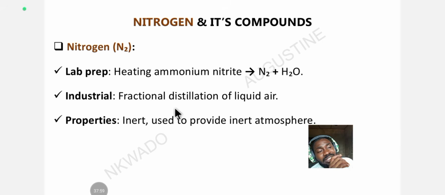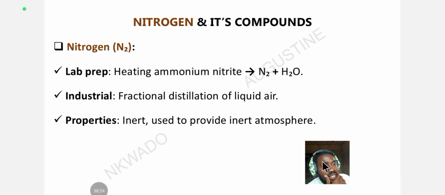What is the industrial preparation of nitrogen gas? Very easy. Fractional distillation of liquid air. Remember, nitrogen is present in air at a very high ratio. About 78% of the air is made up of nitrogen gas. So you first of all liquefy the air, then you fractionally distill it according to the boiling point of each of the gases. Then you separate nitrogen.